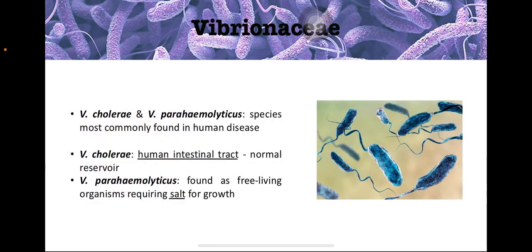Among the Vibrio species, only two stand out in human disease. Most frequently, it's your Vibrio cholerae and Vibrio parahemolyticus. Vibrio cholerae is found primarily in the human intestinal tract as its natural reservoir, while Vibrio parahemolyticus is a salt-requiring free-living organism commonly found in seawater. These two species are the ones you will most likely encounter in the laboratory as well as in the future board exam questions.